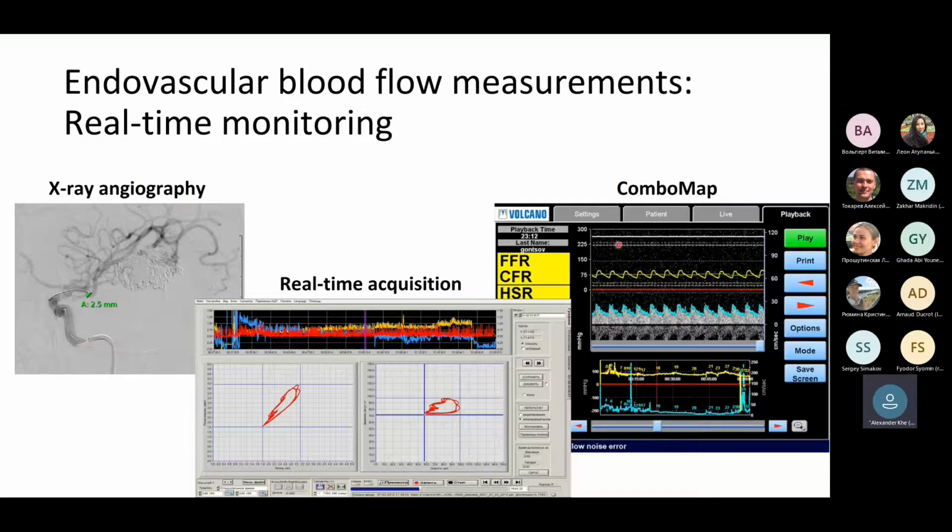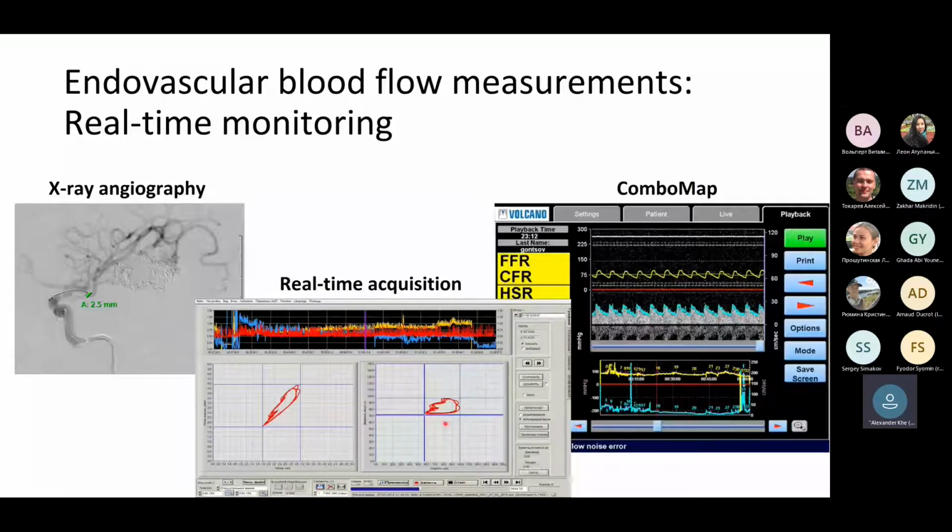On the right is a screenshot of a combo map device showing pressure in yellow and velocity in cyan colors. And here we also designed software for real-time acquisition and pre-processing of the data. Here we have flow rate, flow rate pressure loops, and here we have some energy loop.